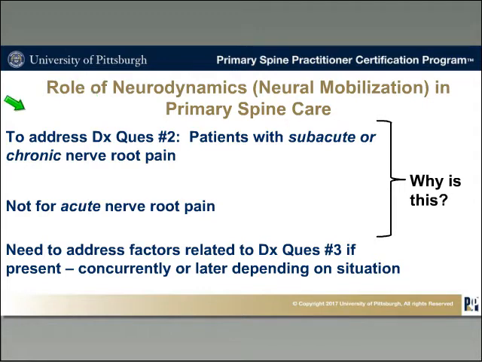Now, the other important thing here is that neurodynamics or neural mobilization is designed to address the answer to diagnostic question number 2, specifically when the answer to that question is nerve root pain contributing to the overall pain, disability, and suffering experience that the patient is experiencing. But we have to remember that we need to address these factors in relation to other factors related to diagnostic question number 2, as well as any factors that may be relevant with regard to diagnostic question number 3. So the neural mobilization or neurodynamics must be thought of and acted upon in the context of any other factors that may be related to diagnostic question number 2 and any factors that may be relevant to diagnostic question number 3.